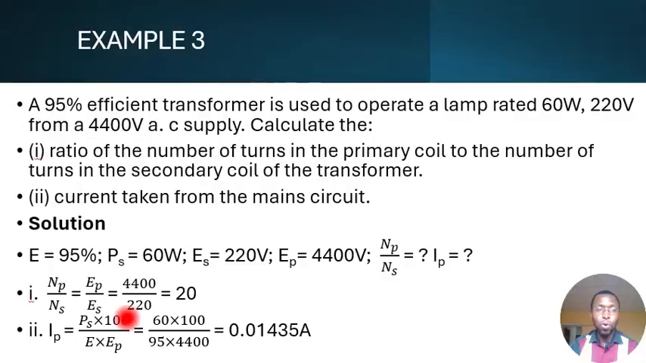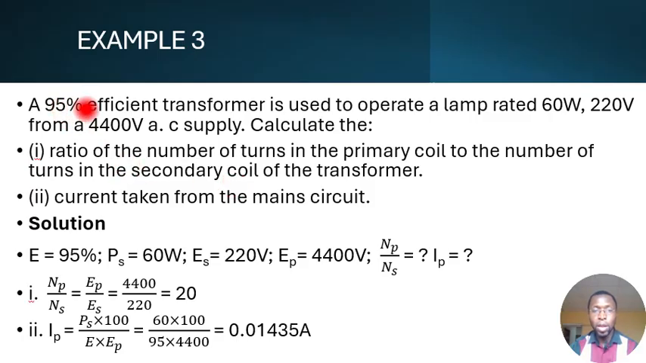Alright? So another example. Here we have a 95% efficient transformer used to operate a lamp rated 60 watts, 220 volts from a 4,400 volt AC supply. Calculate one, the ratio of the number of turns in the primary coil to the number of turns in the secondary coil of the transformer. Two, calculate the current taken from the main supply. Okay, now let's take out our parameters again.